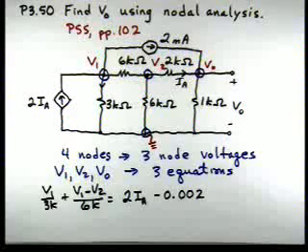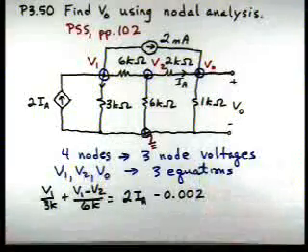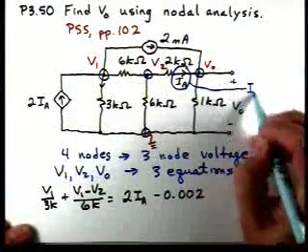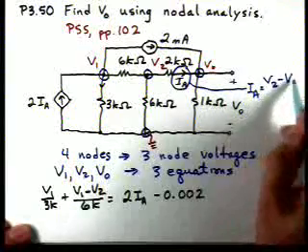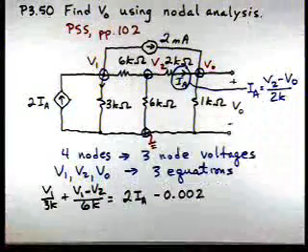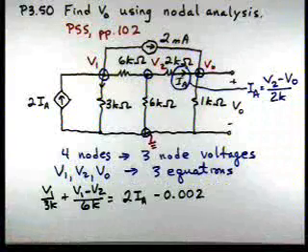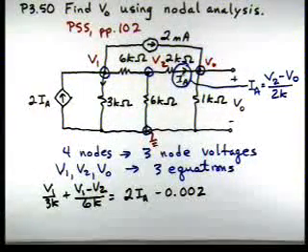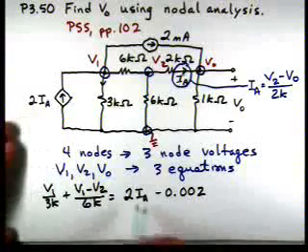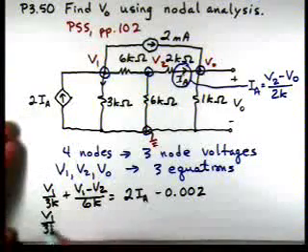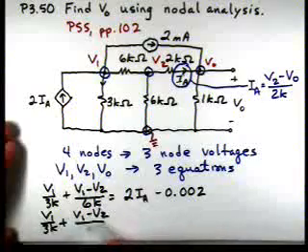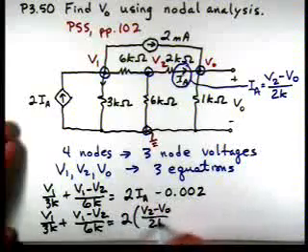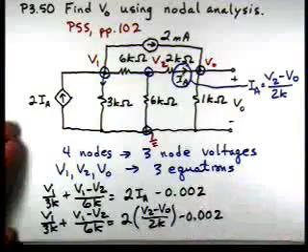Okay, there's our equation, and we see where IA is. IA is V2 minus V0 over 2K. So now we can substitute this in to eliminate this variable. So we have V1 over 3K plus V1 minus V2 over 6K is 2 times V2 minus V0 over 2K minus 0.002.